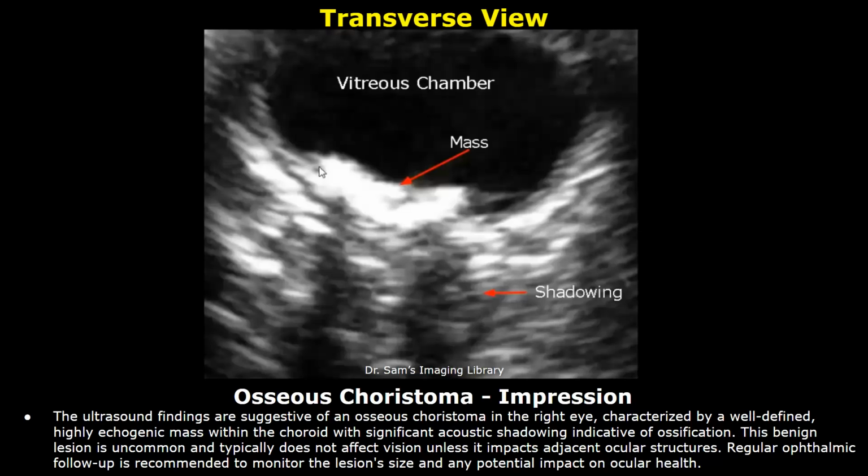Here is the impression. The findings are suggestive of an osseous choristoma in the right eye, characterized by a well-defined, highly echogenic mass within the choroid with significant acoustic shadowing, indicative of ossification. This benign lesion is uncommon and typically does not affect vision unless it impacts adjacent ocular structures. Regular ophthalmic follow-up is recommended.